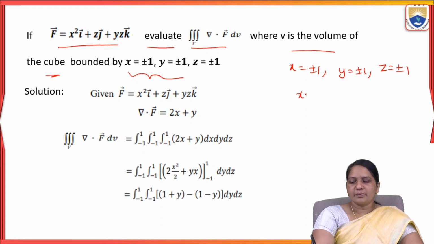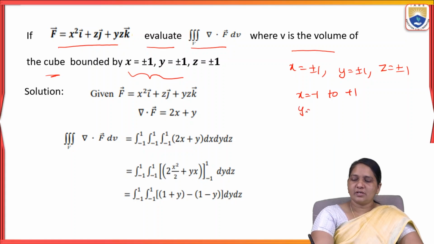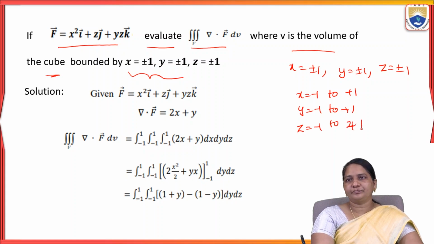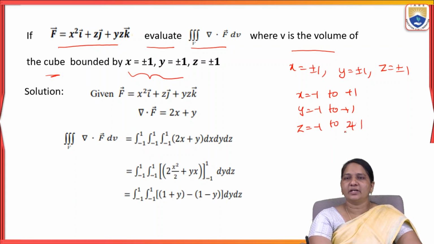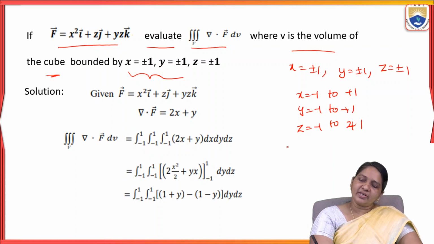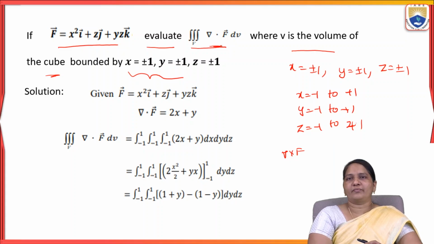So that means x limits are minus 1 to plus 1, y limits are minus 1 to plus 1, and z limits are minus 1 to plus 1. So these are the x, y and z limits. In the previous problem we calculated del cross f. Here we are going to calculate del dot f. So we should know the basic formulas: what is del dot f, what is del cross f, what is the divergence, what is the grad. If you know what the del operator is, only then can we do all the problems.